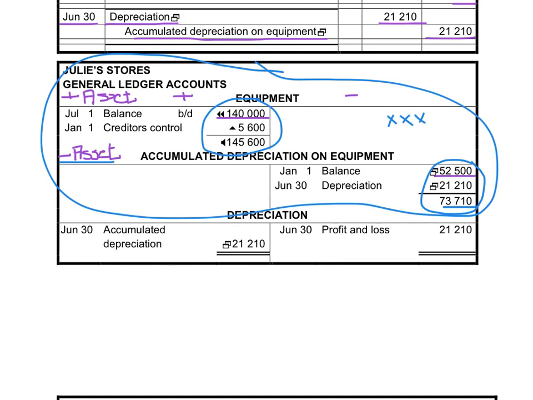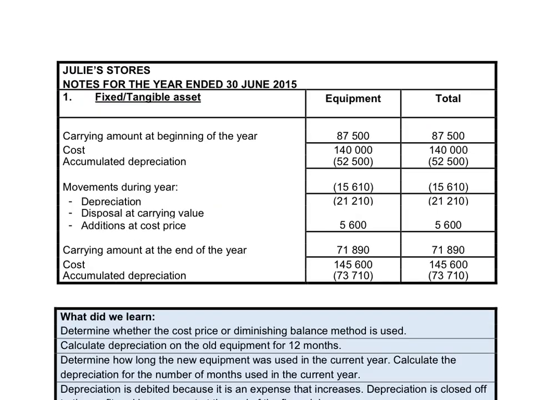We will debit the depreciation account because depreciation is an expense and expenses increase on the debit side. At the end of the financial year, all expenses are closed and transferred to the profit and loss account. So we will close this depreciation account, transferring it to profit and loss, and the amount that will be indicated in the income statement as an expense will be 21,210.